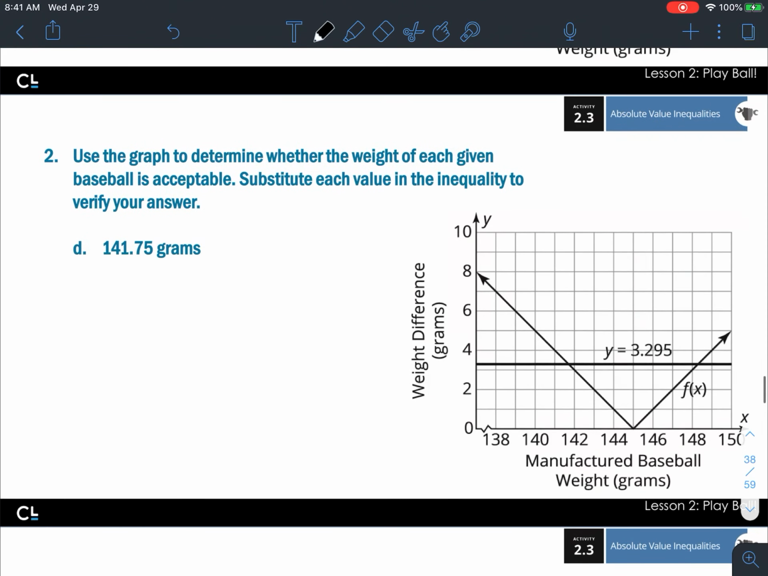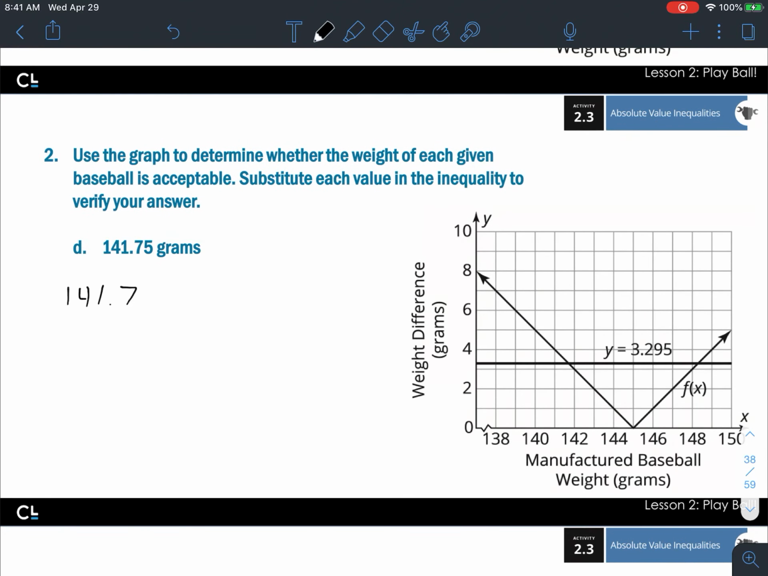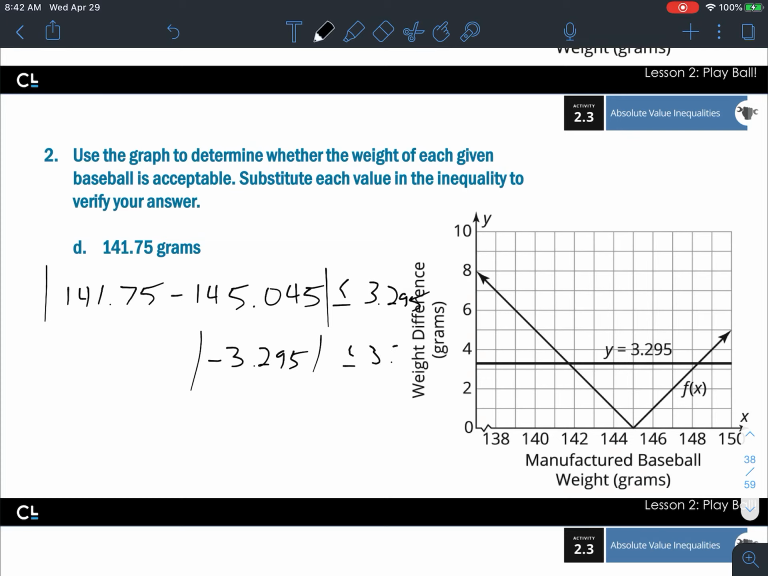And then the last one, 141.75 minus 145.045 is less than or equal to 3.295. Type in our fancy calculator, 141.75 minus 145.045 gives us negative 3.295. The absolute value, we'll change it to positive 3.295, and we know it's less than or equal to, so we know this works.